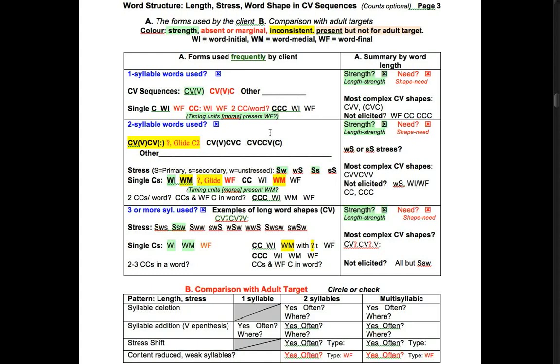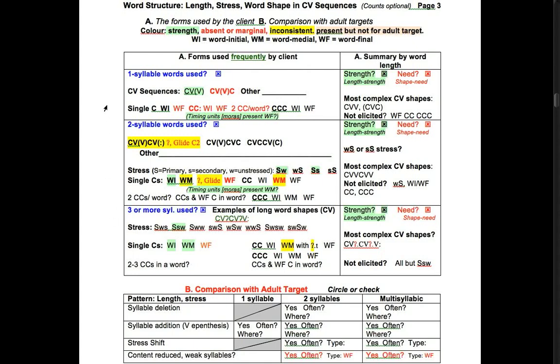And the S and W under stress? The capital S stands for strong stress, the small s stands for secondary stress, and the W stands for weak syllable or unstressed. So how do we get started? First, let's take a look at the top section, A, where we're only looking at the forms used by the client. It's broken down into sections for 1, 2, and 3 syllable words used frequently by the client.